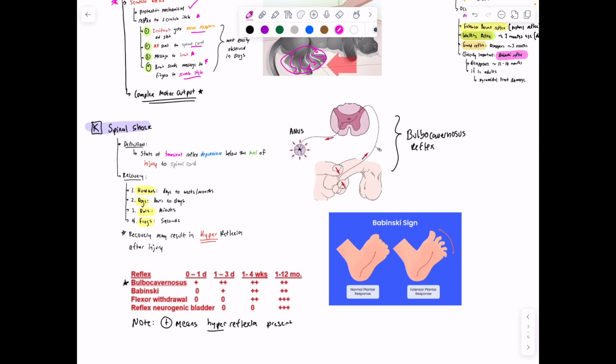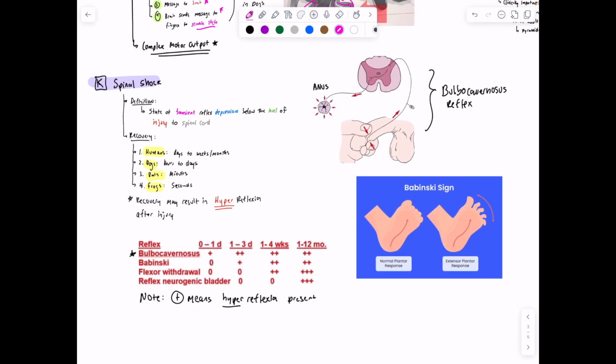Okay, so then we have also the idea of spinal shock. Basically, if you have an injury to the spinal cord, you can have spinal shock as a state of temporary or transient reflex depression. So temporary loss of, or depressed, lowered magnitude of the reflexes below the level of injury to the spinal cord. And we are told that the recovery from spinal shock really depends on how complex or how developed your nervous system is. For humans, recovery takes days to weeks or months, dogs, hours to days, rats, minutes, frogs, seconds. But we are also told that recovery can result in hyperreflexia.